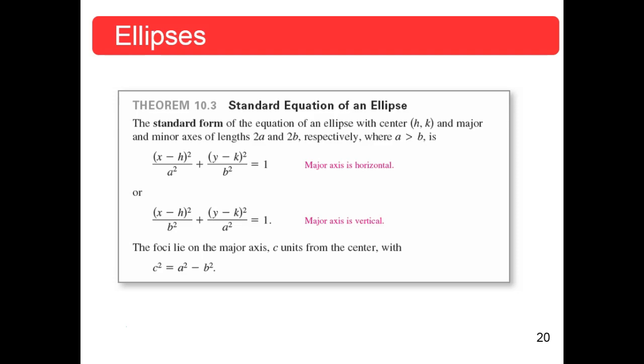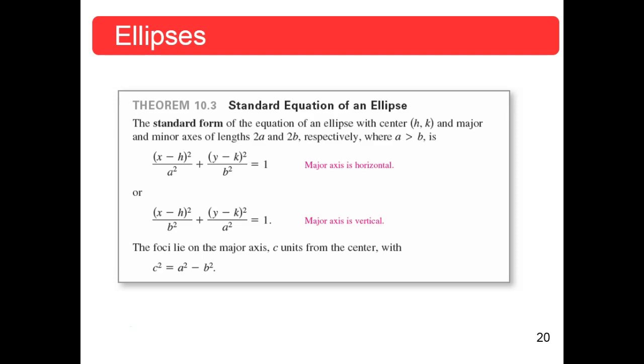Now, this is the major axis being horizontal, and this is the major axis being vertical. In other words, a is always greater than b. Whichever one is the larger number down here, that's going to be your major axis. If a is larger here, it's the horizontal axis. If a is larger here, it's the vertical axis. The foci lie on the major axis, c units from the center, with c squared equal a squared minus b squared.